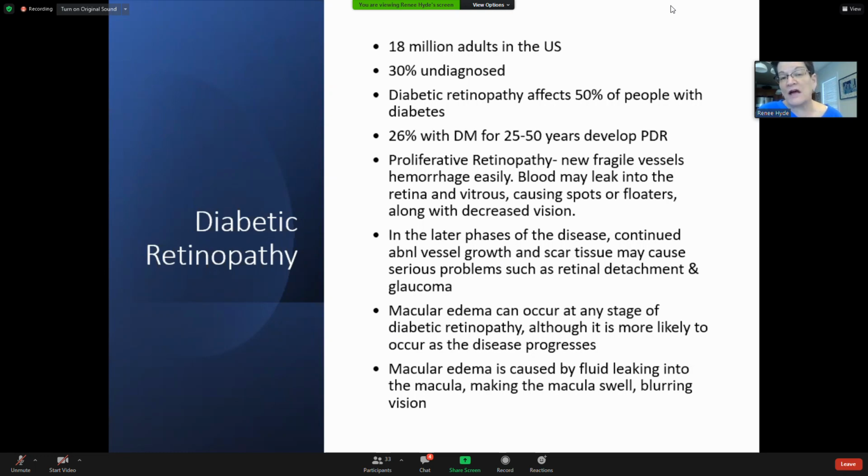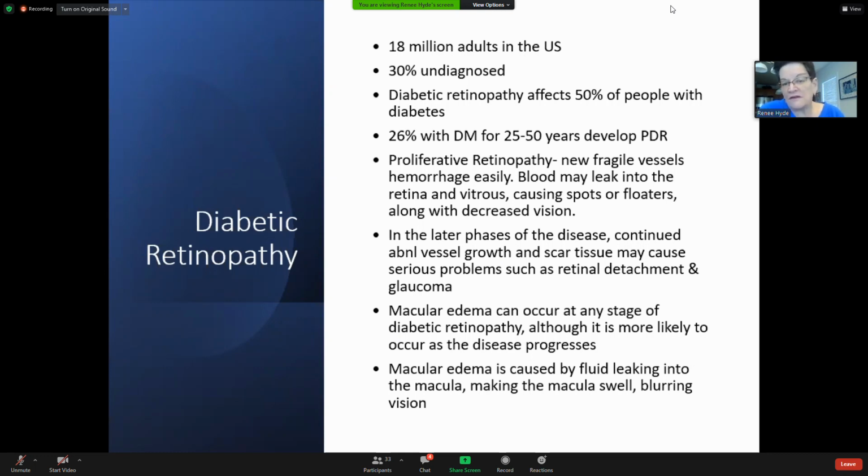One of the things you'll find is that diabetic retinopathy, or DR, affects about 50% of people with diabetes. Now, what you will see is that about 26% of those with diabetes for 25 to 50 years will develop it, okay? One of the things that you'll see is that the development of diabetic retinopathy is correlated to the length of time that you have the diabetes.